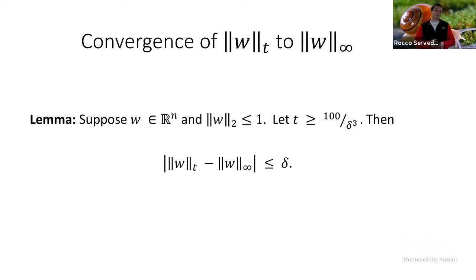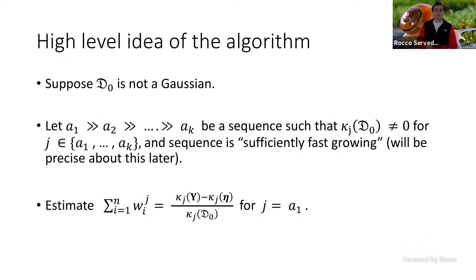Okay, so in principle, I'd like to figure out exactly what is the magnitude of the largest component of this vector. I won't be able to do that exactly, but if I'm able to estimate a large enough norm of the vector, that should be morally just as good as getting the exact infinity norm of the vector. So, okay, what's the high-level idea of the algorithm?